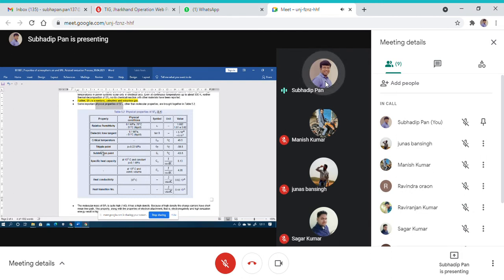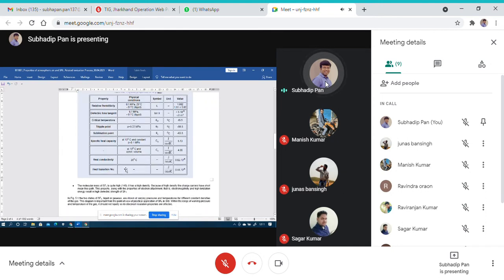Okay, so now we will go towards the molecular mass, the last point. The molecular mass of the SF6, as I already told, is very high, near about 146, and it has a very high density. So this line is very important, because of the high density, the charge carriers have a short mean free path.